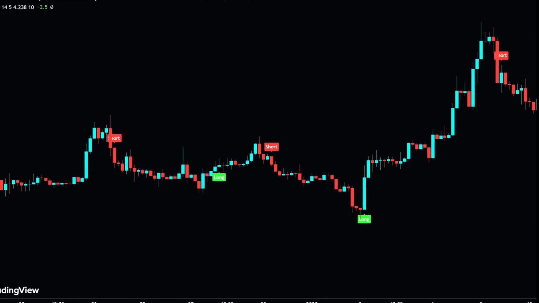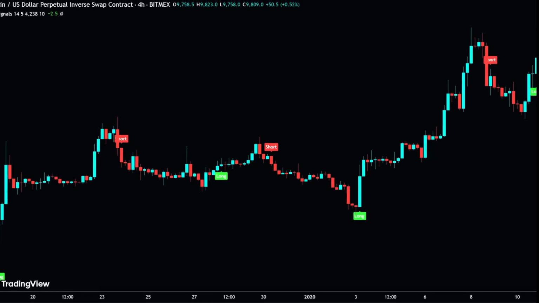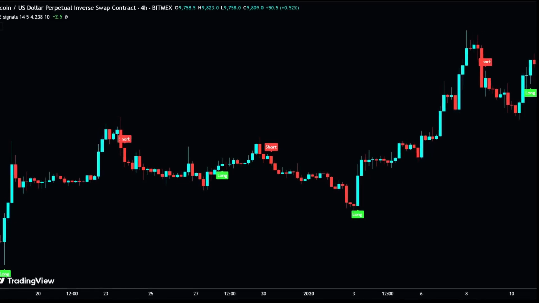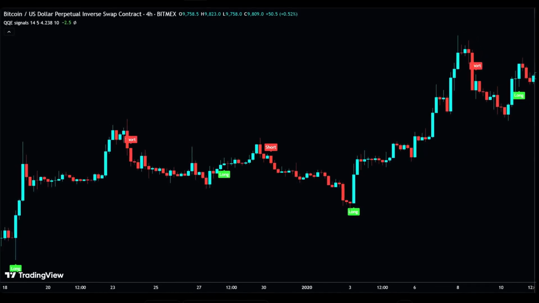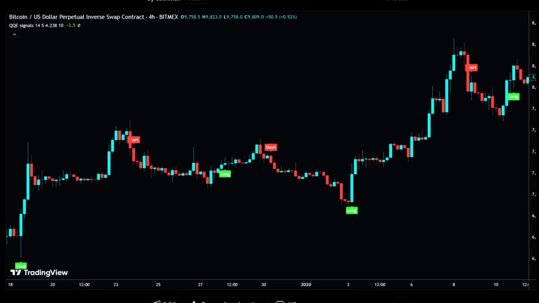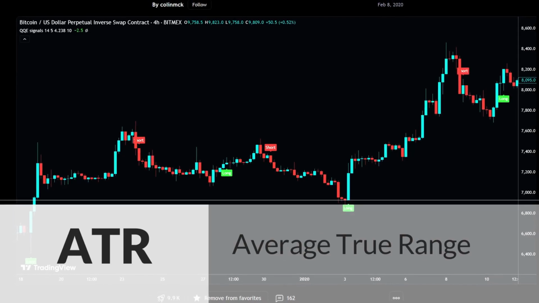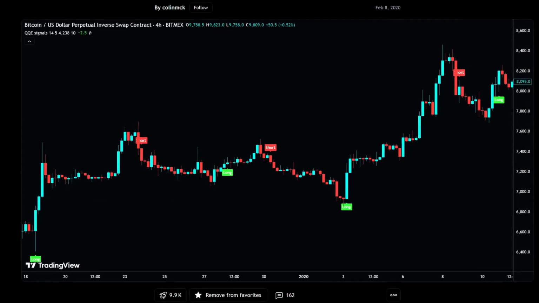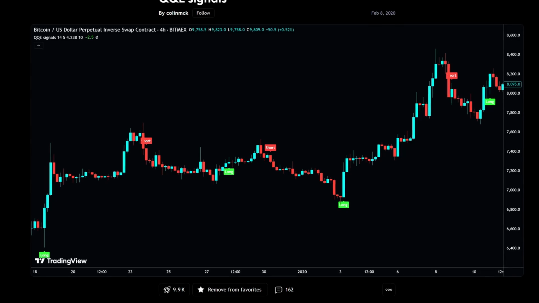The QQE incorporates a smoothing mechanism. This is crucial because it helps filter out some of the noise and whipsaws you often see with the standard RSI, giving us a cleaner, more reliable signal. It also incorporates something called average true range, or ATR, to create these dynamic trend lines as stop lines, a fast and a slow one. These lines move with the price volatility, giving you potential exit points.